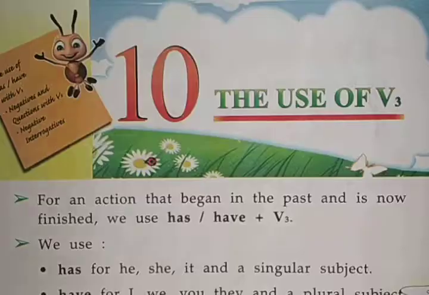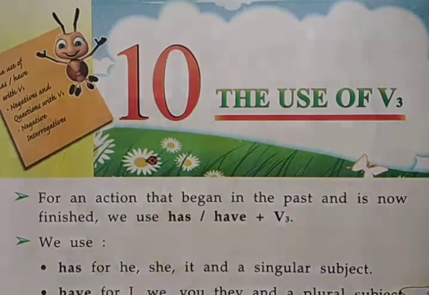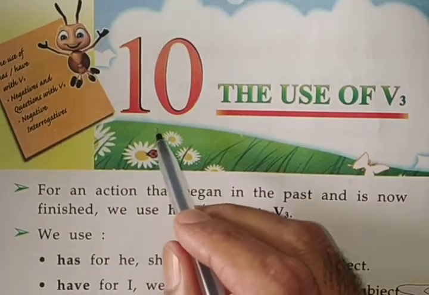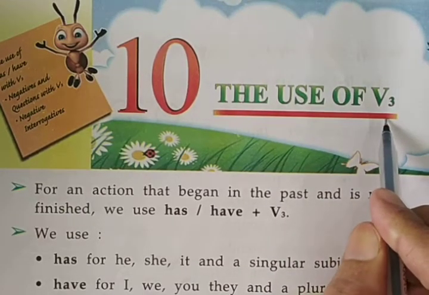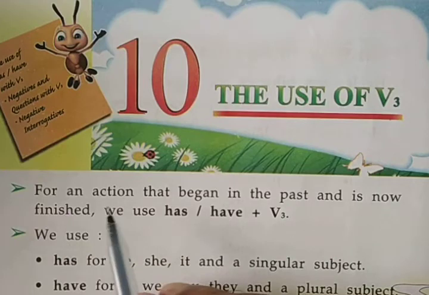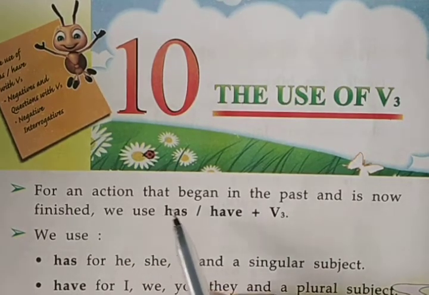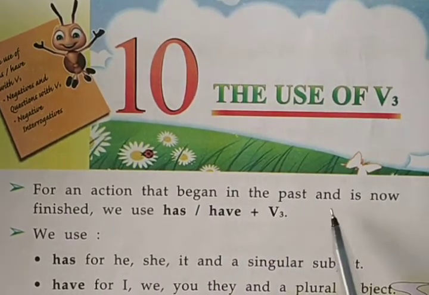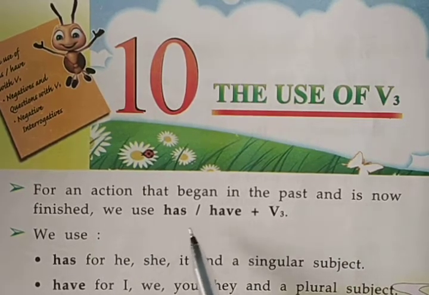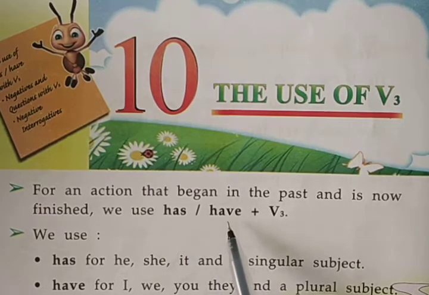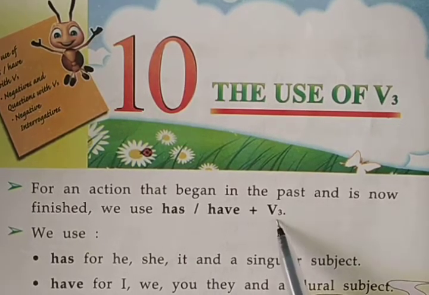Lesson number 10. The use of V3. For an action that began in the past and is now finished, we use has or have plus V3.